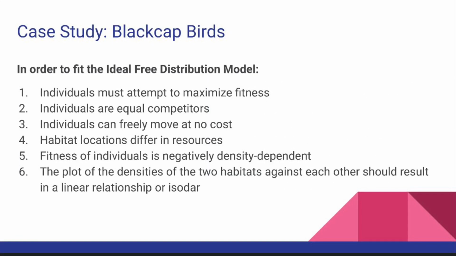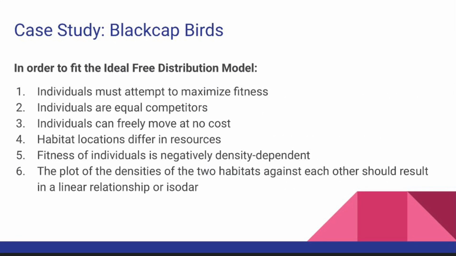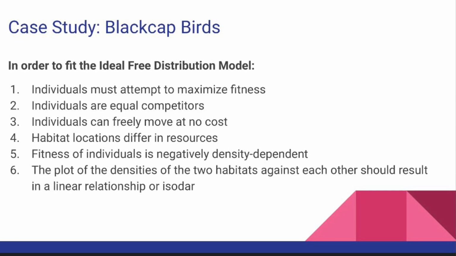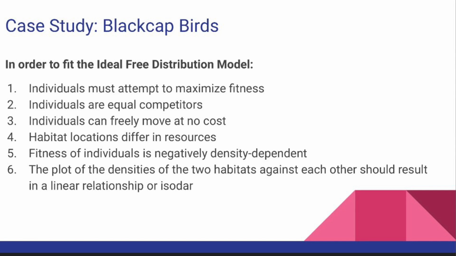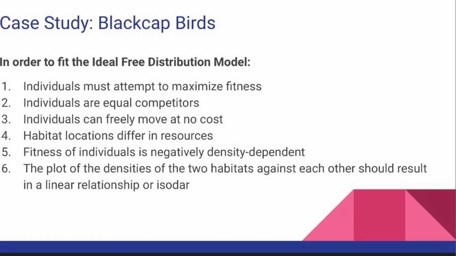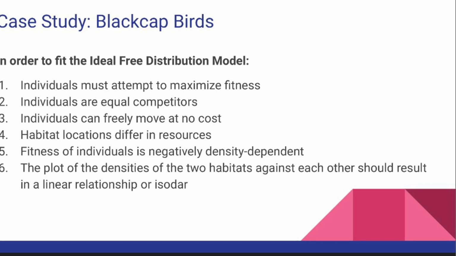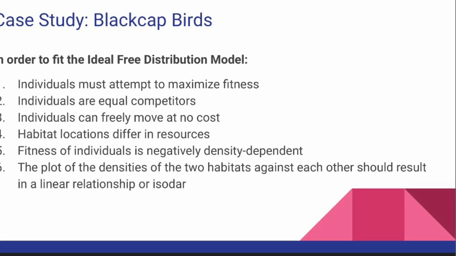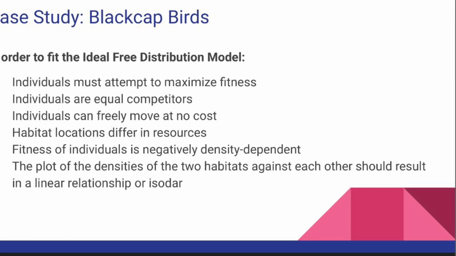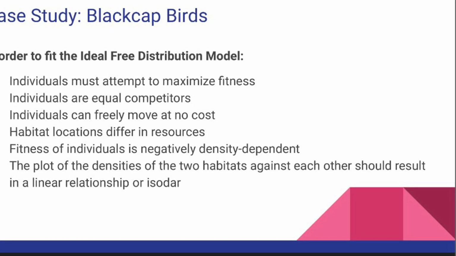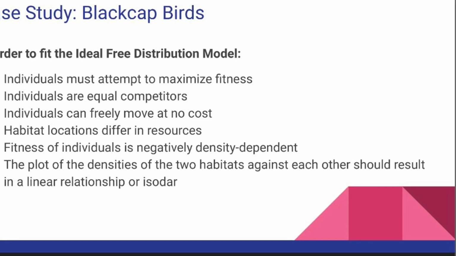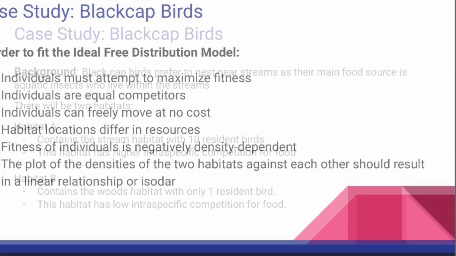So now we will go over a case study regarding black-capped birds, but first we must know that there are specific criteria in order to fit this model. 1. Individuals must attempt to maximize fitness. 2. Individuals are equal competitors. 3. They can freely move at no cost. 4. Their habitat locations must differ in resources. 5. Their fitness of individuals is negatively density dependent. And 6. The plot of the densities of the two habitats against each other must show a linear relationship.